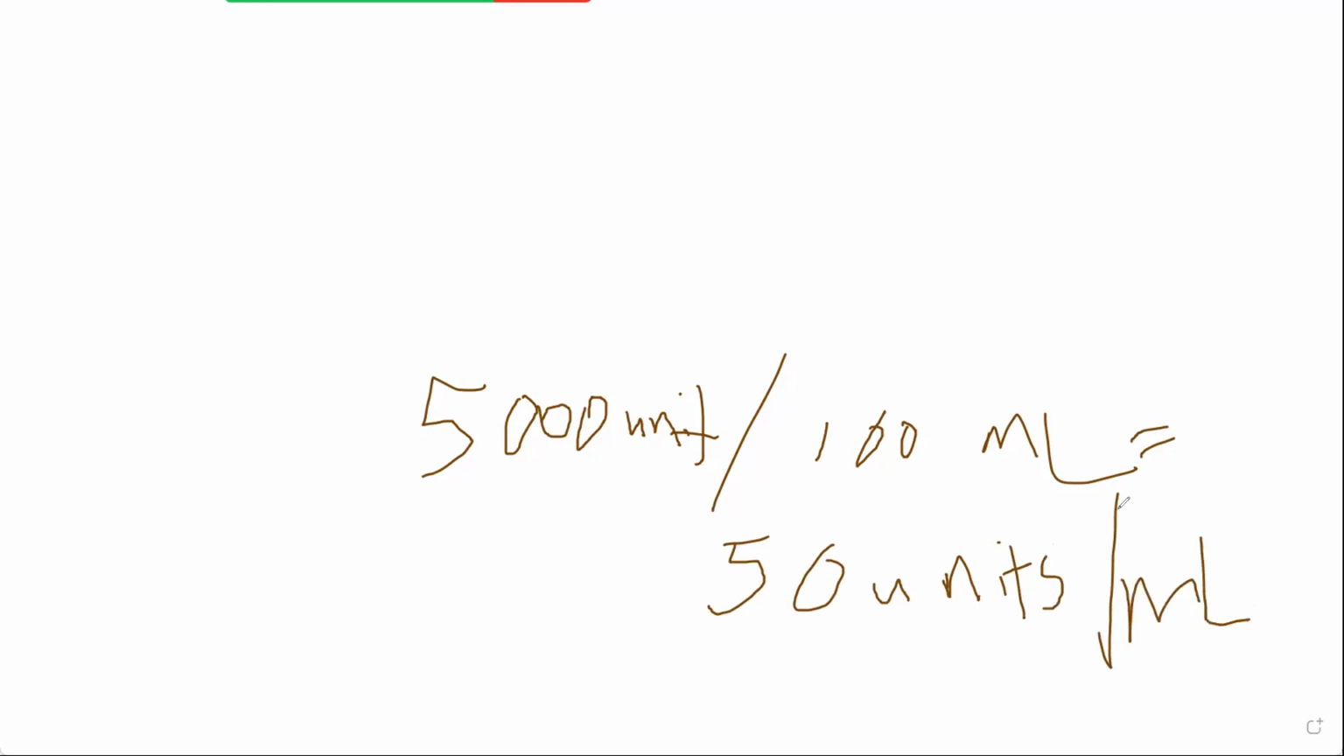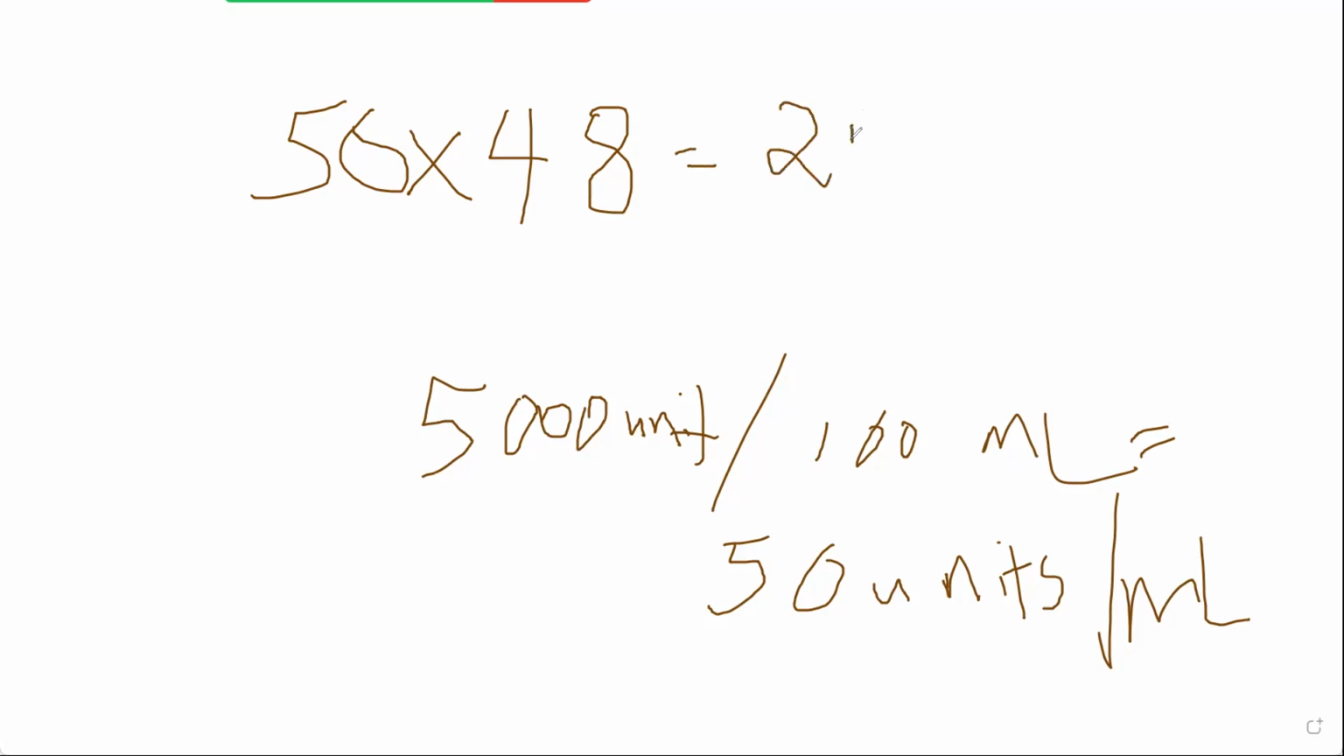And our bag is running at 48 mLs an hour. So now we take our 50 units and multiply that times the mLs it's running per hour, which is 48. And that means our patient is getting 2,400 units per hour.